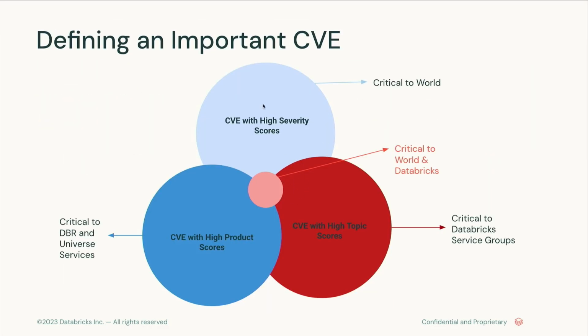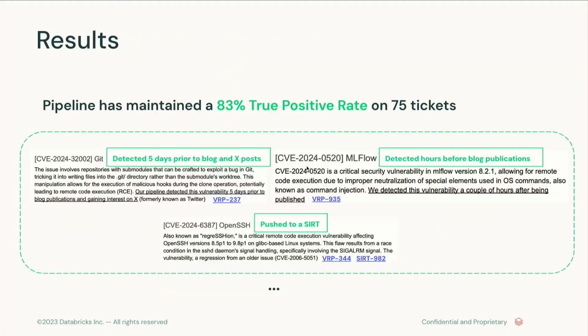Using all these three types of scores, we are looking at the intersection. The ones which have high topic score, high severity score, as well as high component score are the ones that are important to the world as well as important to Databricks.